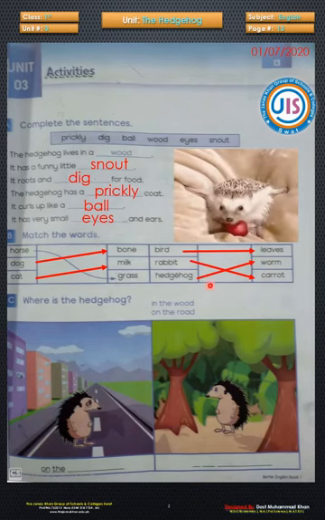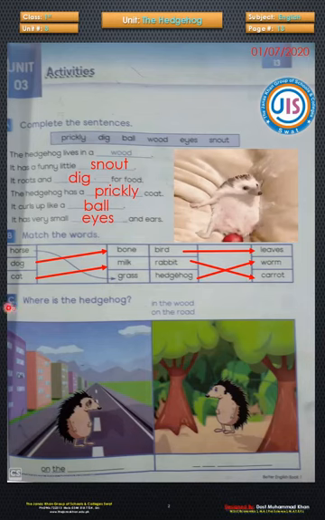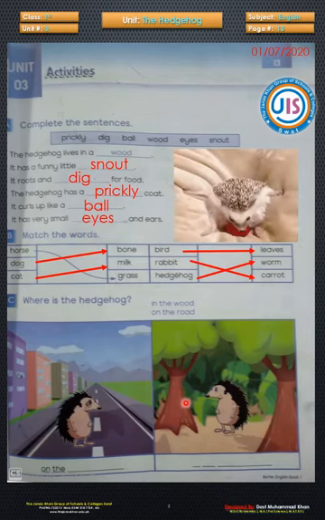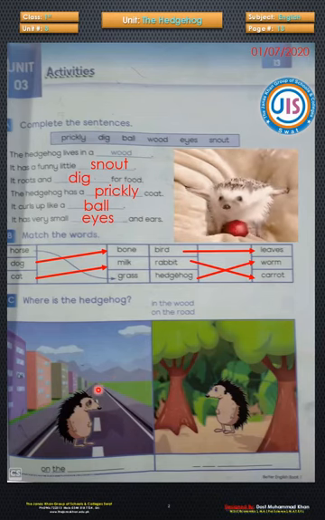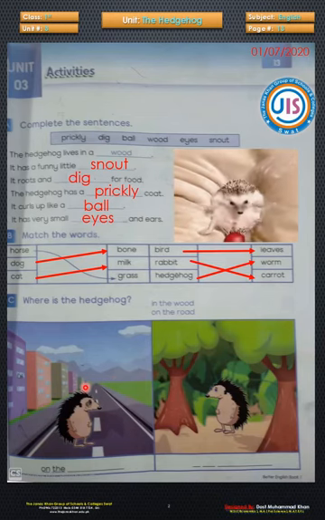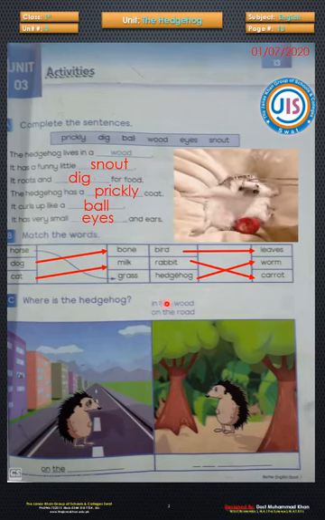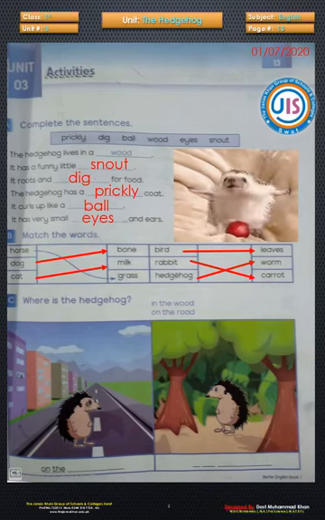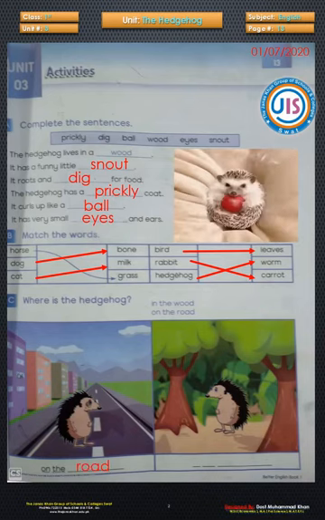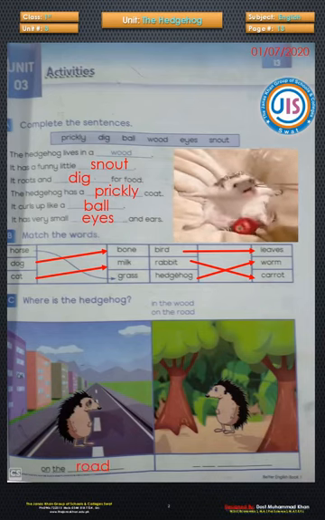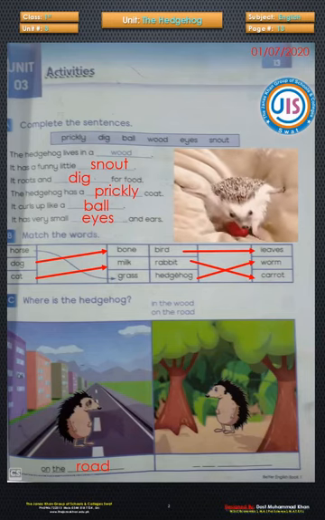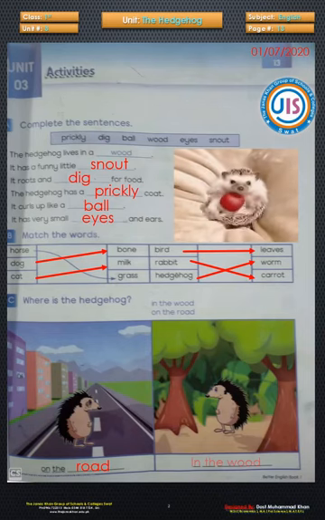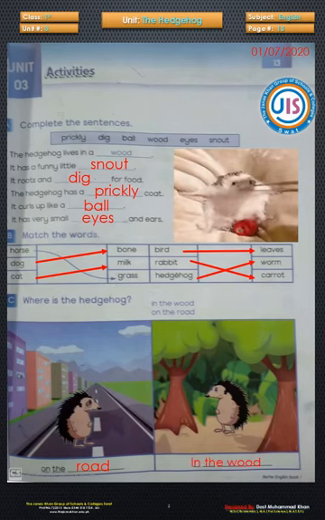Where is the hedgehog? Activity number C. Two pictures are given, one and two. In the first picture, where is the hedgehog? Is it in the wood? Kya ye jungle mein hai? Or is it on the road? So, in the first picture, it is on the road. And in the second picture, where is the hedgehog? The hedgehog is in the wood, jungle mein hai. So, it's a very easy lecture.